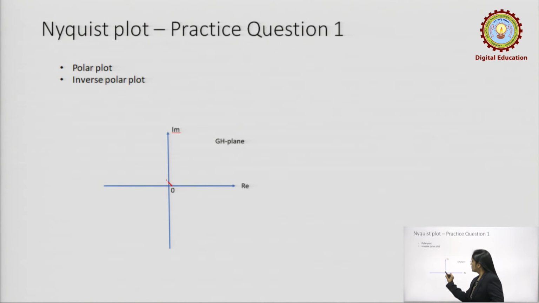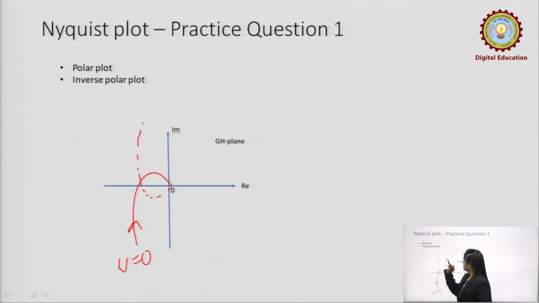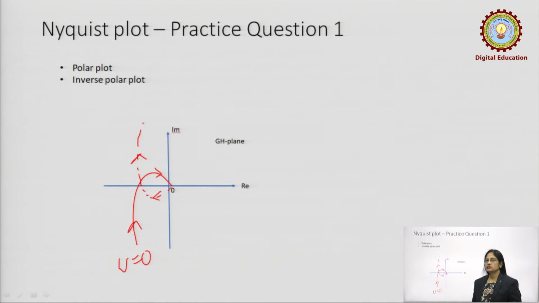So, if this is the polar plot obtained, then what is the inverse polar plot? This is coming from omega equal to infinity. So, the inverse polar plot is this, in this direction. So, this completes the polar plot and inverse polar plot. Now, we need to look at the Nyquist contour. This is omega equal to infinity.